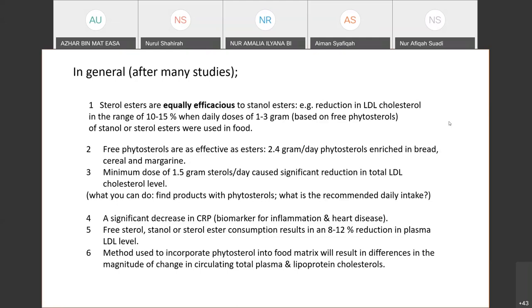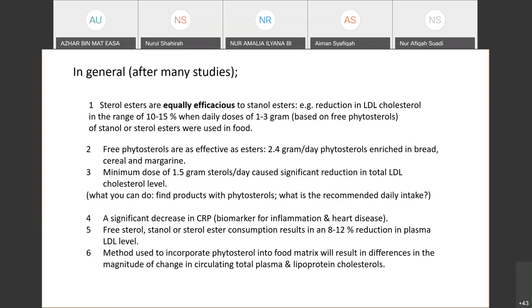People have done a study. Minimum dose of 1.5 grams sterol per day causes significant reduction in total LDL. Okay. So what you can do later on, you can go to the supermarket and choose a product containing phytosterol, and you can check the recommended daily amount of that product, and you can estimate how much phytosterol is inside the product. Do they have a minimum dose per day? If the minimum dose per day is there, that means it can cause significant reduction in total LDL. Number four, significant decrease in CRP. This is a biomarker for inflammation and heart disease.